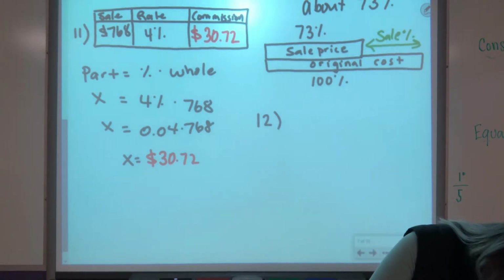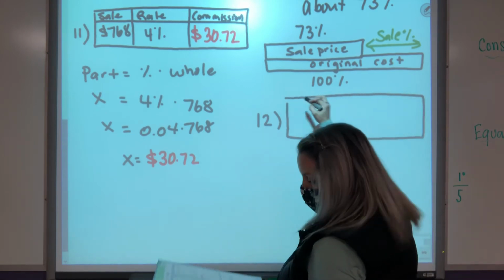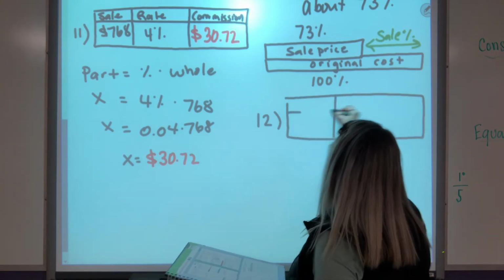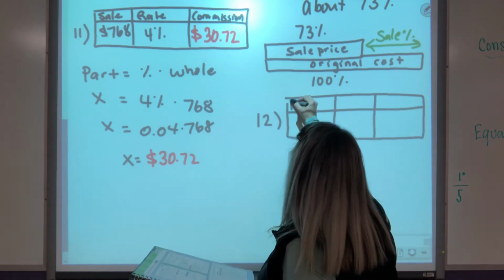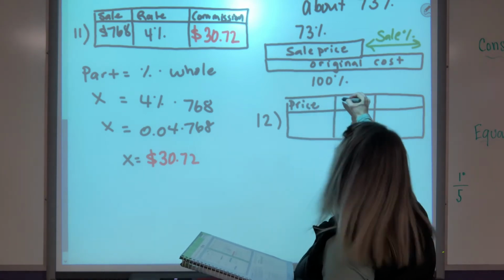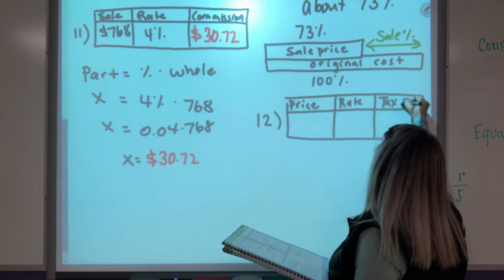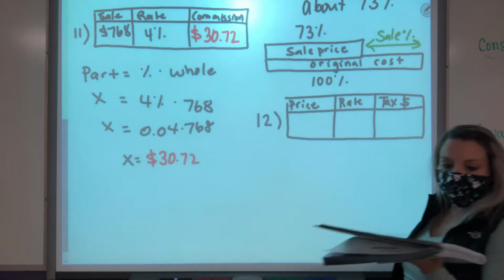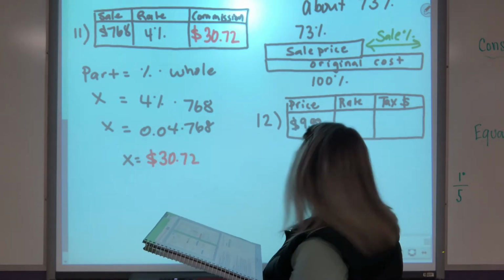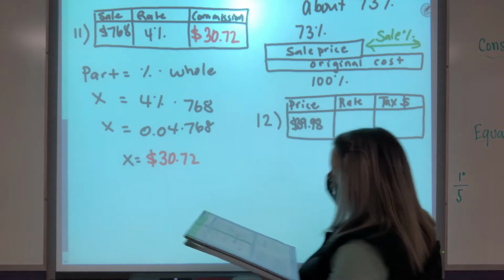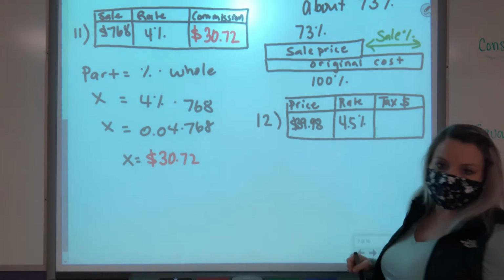All right, number 12. Again, it's another complete the table. Okay. So, the price of an item is $39.98. The tax rate is 4.5%. How much is the sales tax going to be?